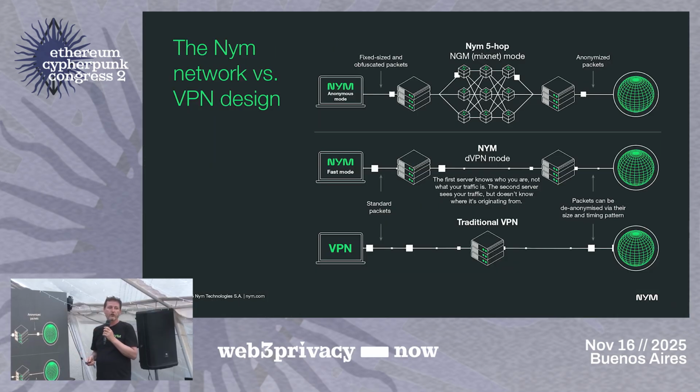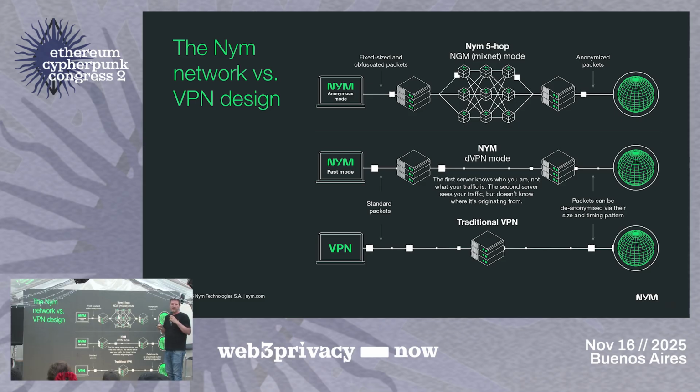And this is how the network works. You can see here NymVPN in anonymous mode, NymVPN in fast mode, and a normal VPN, and how each works. If we start from the beginning, from your computer, your laptop, or your phone, all the packets go through, altering the timing of the packets and introducing fake packets into the communication, so they are totally anonymized and obfuscated.